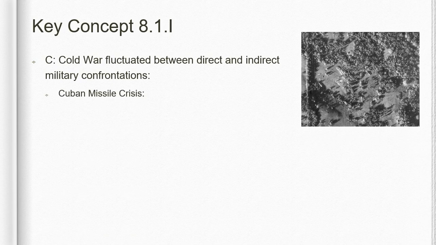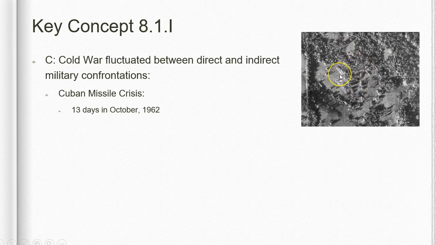As you've kind of seen already, I'll fly through this one, but the Cold War fluctuated between direct and indirect military confrontation. A good example of an indirect military confrontation would be the Cuban Missile Crisis, where we discover that the Soviet Union has placed missiles in Cuba. You can see some of these silos here on their side, some trucks here.